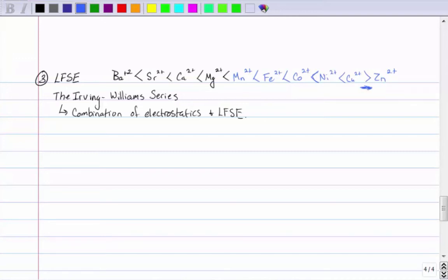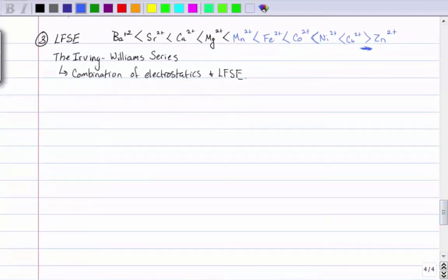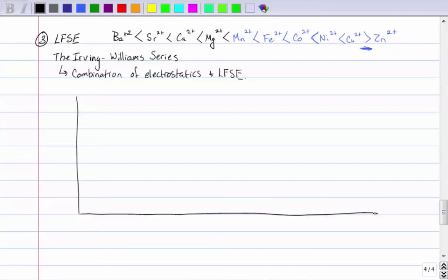You could memorize it, but there's a lot better way to understand this. It's based on a combination of electrostatics and ligand field stabilization energy. If you were talking about ligand field stabilization energy, we need to consider the number of d electrons in all of these metal complexes. So I'm going to make a chart here where this is energy, and along the bottom I'm going to rewrite that Irving-Williams series.